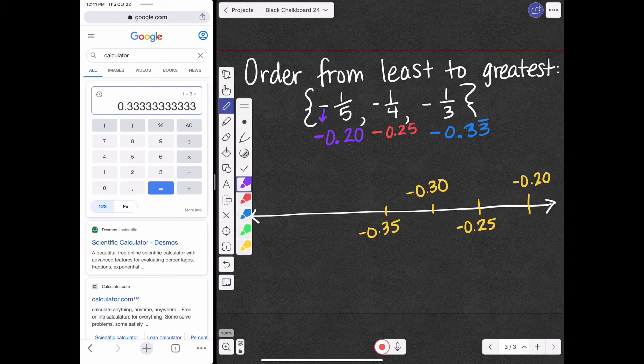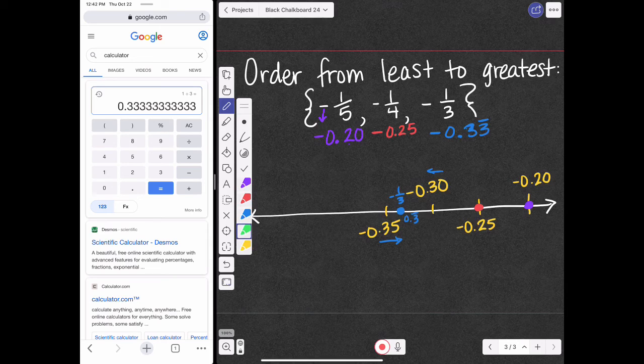So now I'm going to graph the points. So first I have 0.2 on the first line, and then I have negative 0.25 in red, and then I have the negative 0.33 repeating, and that's going to go in between negative 0.30 and negative 0.35, okay? And then remember that this is 1/3, or the repeating of that. So I'm going to label that.